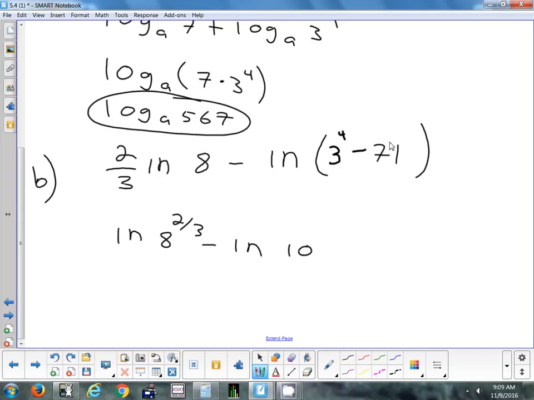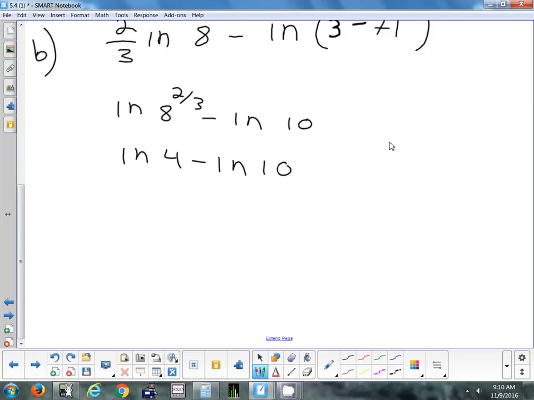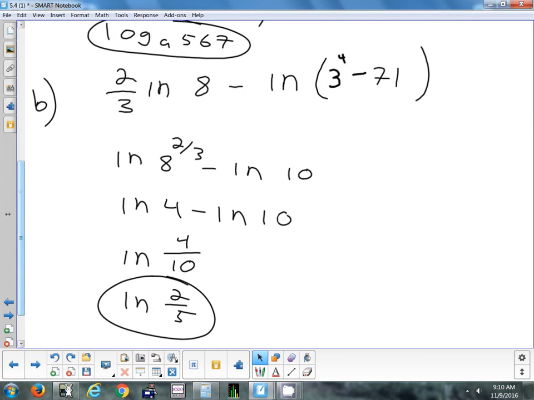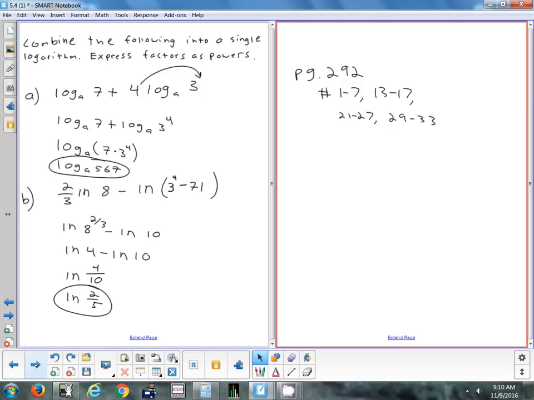Now, if you don't know how to do a fractional exponent, you can type it in on the calculator, but what it means is do 8 squared, that's 64, and then take the cube root. The cube root of that would be 4. Again, just use your calculator if you need to. And now if you have subtraction, what would that have been originally? Division. 4 over 10. Or 2/5. Okay, so we can practice some more combining and splitting logs if we need to tomorrow.